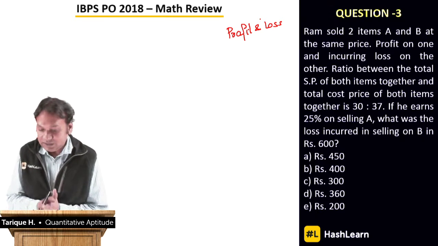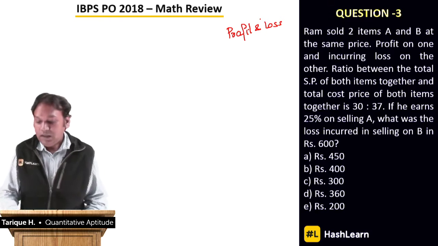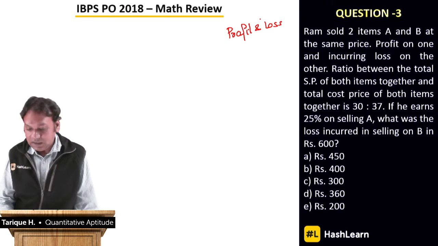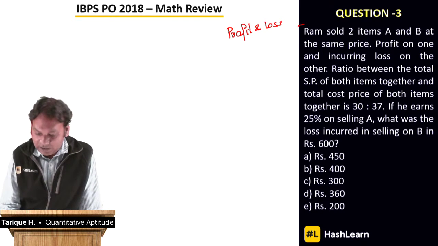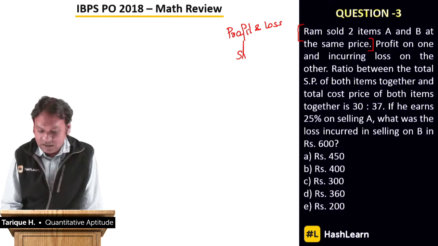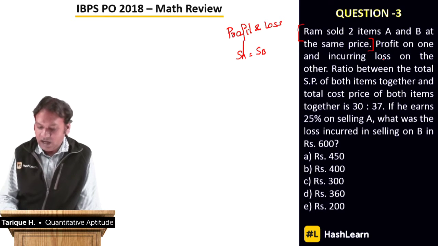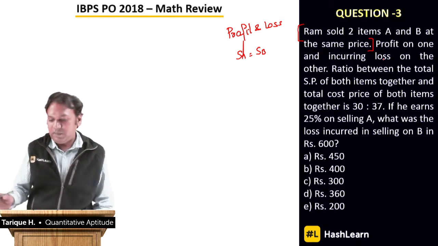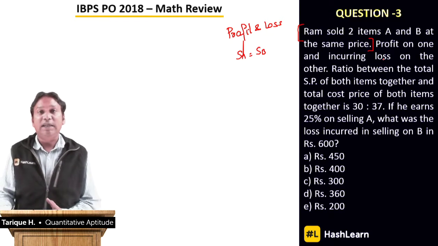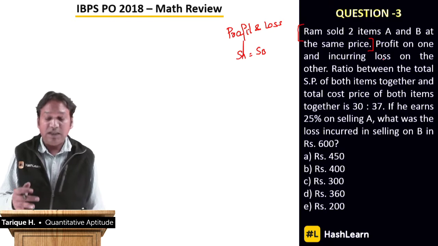Alright students, so let's look at this question and understand. First of all, lengthy question, a lot of information is given to you. So spend some 10 seconds in understanding the question if you're attempting it. So Ram sold two items A and B at the same price. The selling price of A is equal to selling price of B. That's point number one. Next, profit on one and incurring loss on the other. So on one article he has made profit and one article he has made loss. Now it's not mentioned here that the profit and loss are same. So don't jump into conclusion when you're reading a question like this.